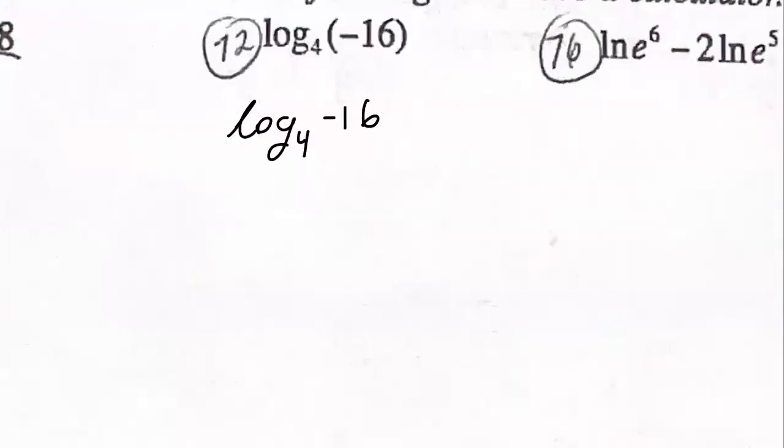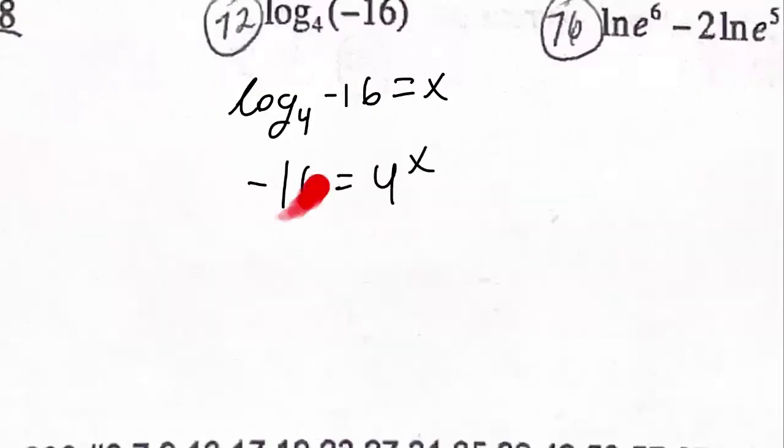Oh, okay, I see what you mean. So for -1 times 16, you could just look at it and tell. Actually, no, this one has no solution. You can't take it out because it's still invalid. There is no answer for this. 4 to any power will never give you a negative number. You can't take a log of a negative number because it's out of the domain.